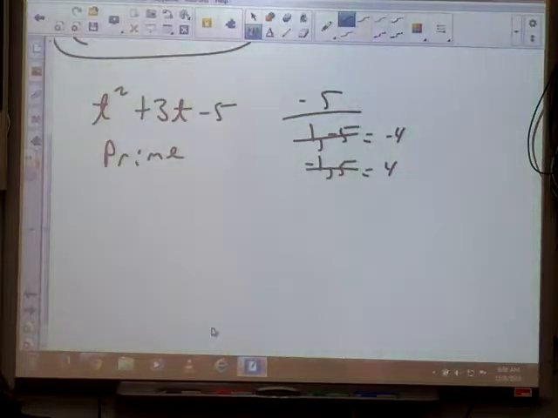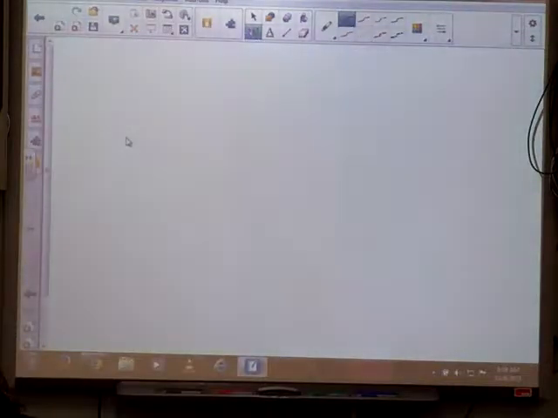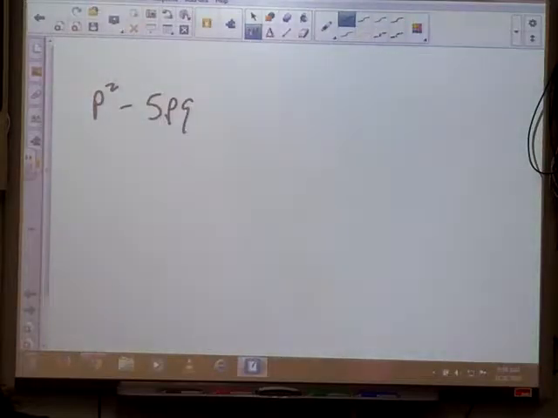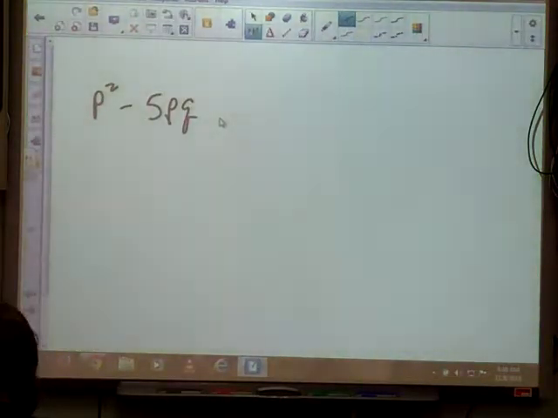All right, can we do one that's got a couple of variables? Yes, we can. Some q's in it for you too. p squared minus 5p cubed plus 6q squared. Whoa, that minus sign fell down, didn't it? Put it up there where it goes.